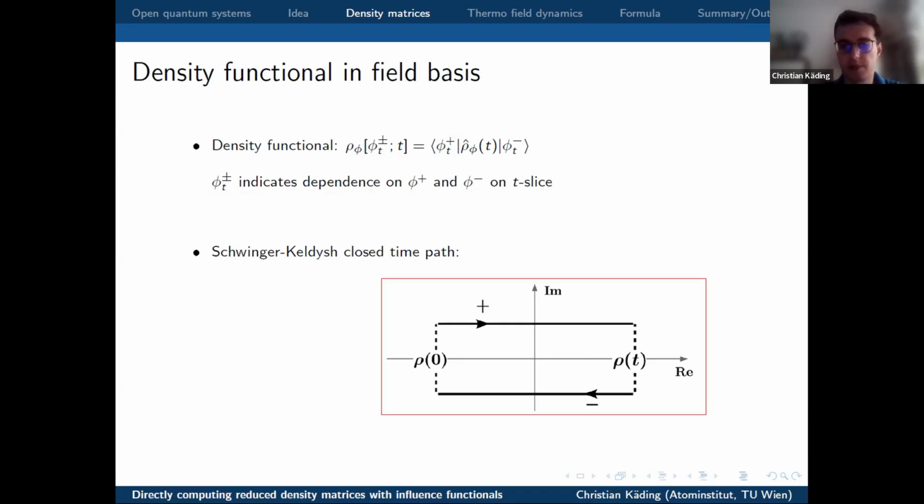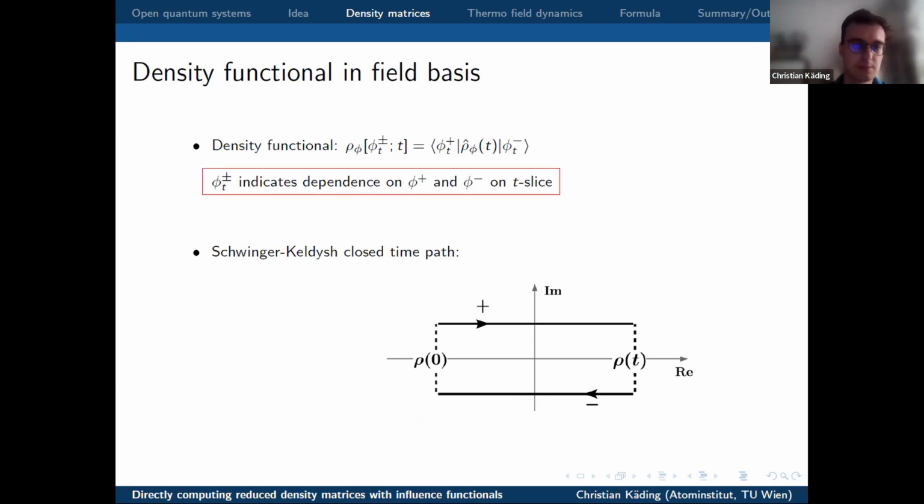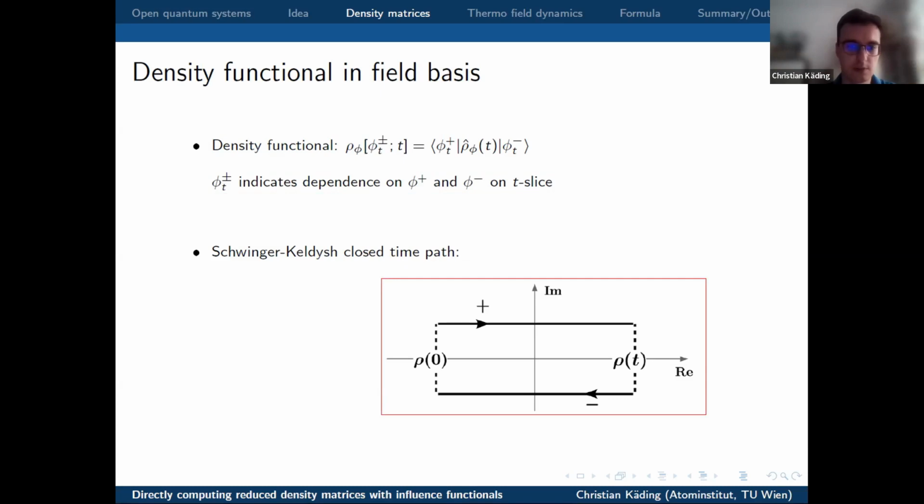As you know, in the Schwinger-Keldysh path integral formalism, you have a positive time branch that moves in the positive time direction from the initial time to the final time. And you have a path that goes backwards from the final time to the initial time, such that you have a closed time path. And this phi plus-minus of t indicates the dependence on both phi plus and phi minus at the time t. Obviously, phi plus is a field living on the positive time branch, and phi minus is a field living on the negative time branch. So this is already known, this is in the literature.